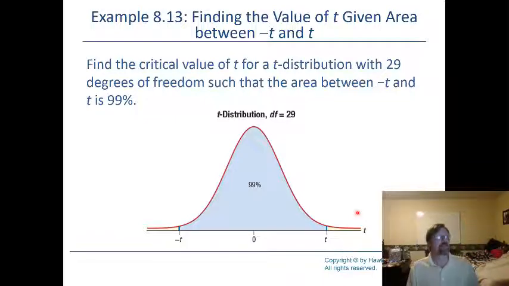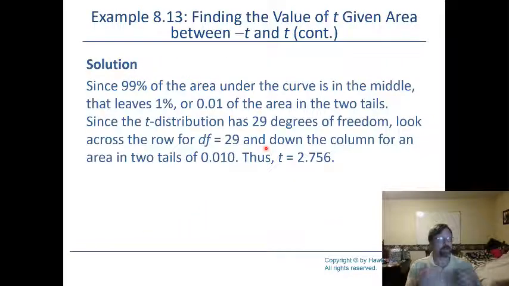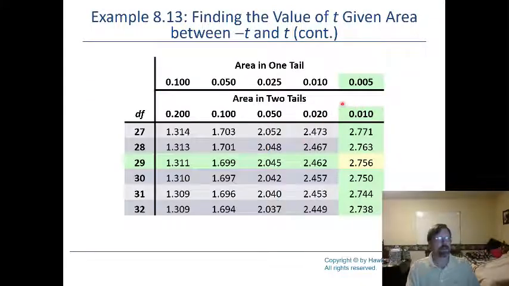So let's find the critical t value for a distribution with 29 degrees of freedom, such that it's a two-tailed distribution, and we want the area in the center that's at 99%. So that area in the middle is 99%, that leaves 1% in two tails. So then I can go look here, there's my 1% in two tails and 29 degrees of freedom, and I end up with 2.756.